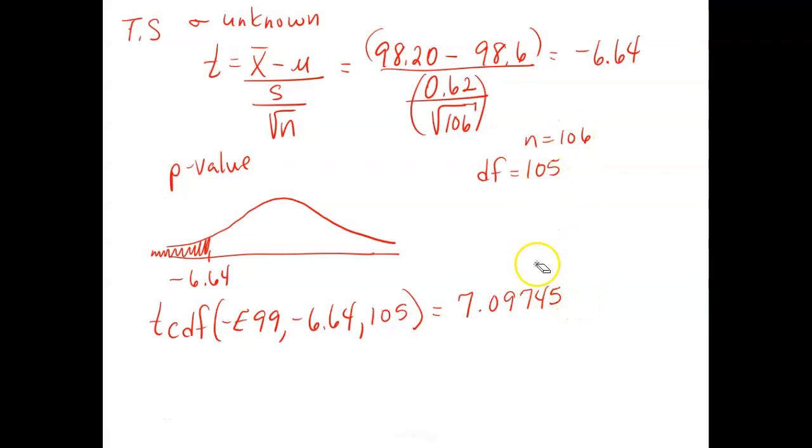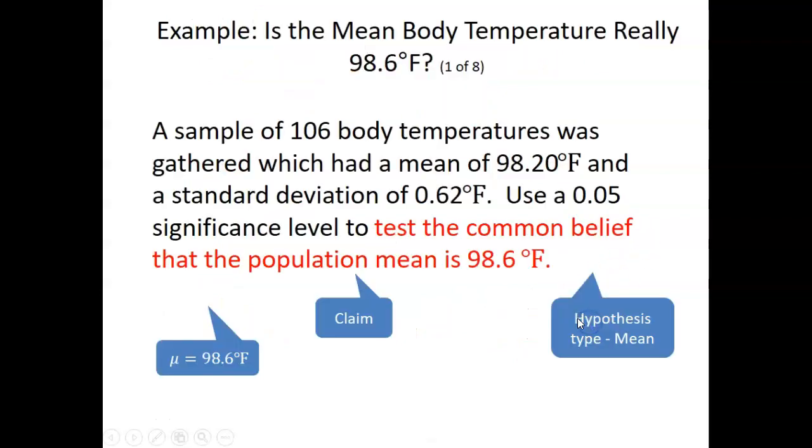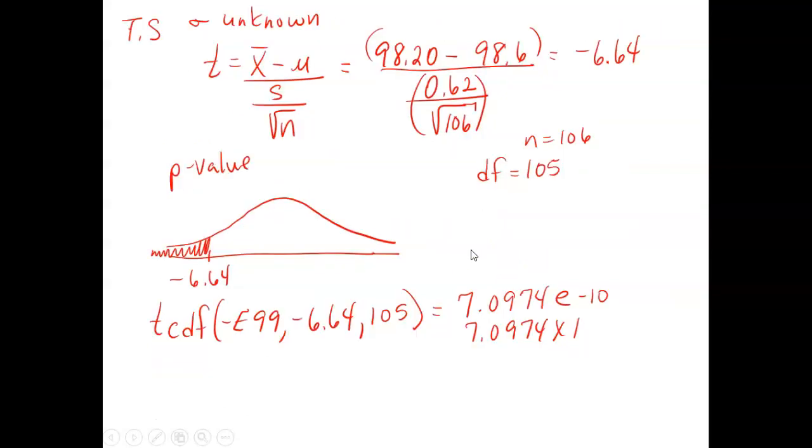And so that on your calculator is going to be 7.0974 E negative 10. Sorry, I can't read my writing. Okay, E negative 10. So basically what that is, that's 7.0974 times 10 to the negative 10th. Or if I wanted to move that decimal, I need to move it 10 places to the left. Okay, and so this is what I get. And that's basically 0 for all practical purposes.